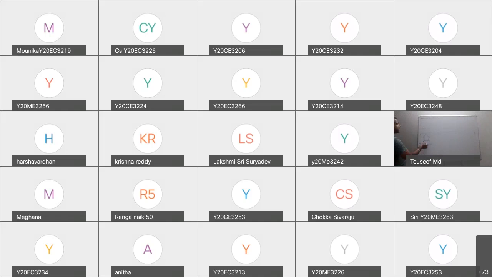A, B, C, E. So their points are E dash, A dash, B dash, and C dash. This D point is invisible, so I just put it in brackets.